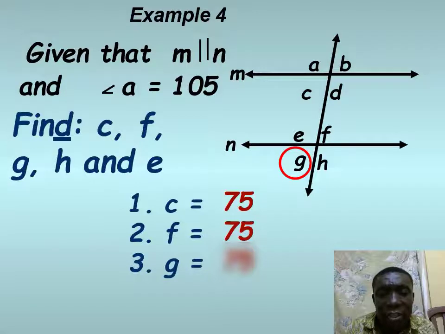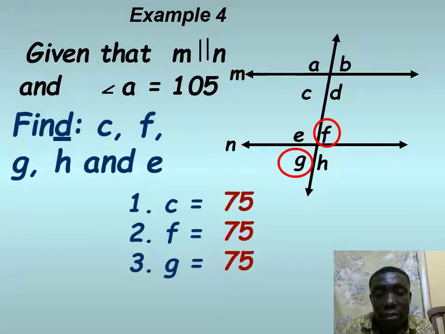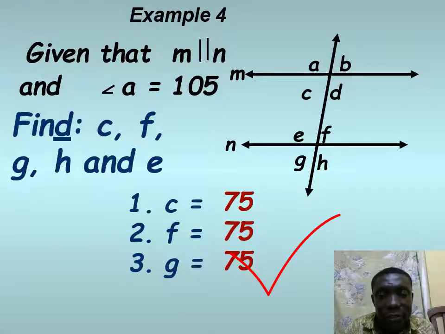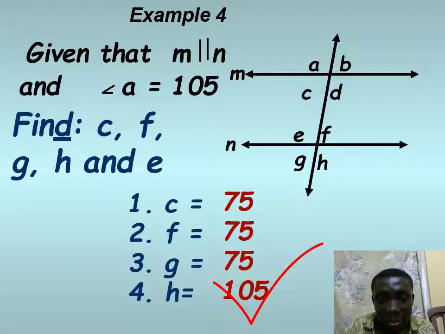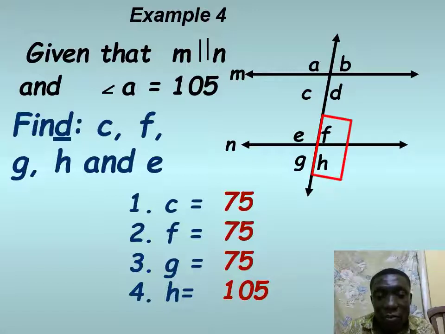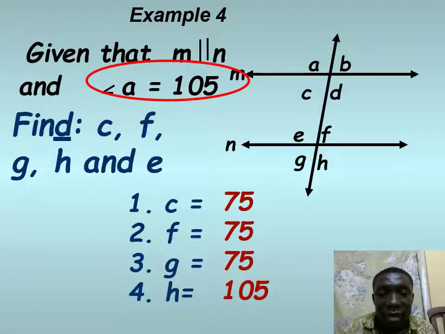Question 3. What is angle G? Angle G and F are vertically opposite angles, so we can say angle G is equal to 75 degrees. What is angle H? Angle H is 105 degrees. You can see that angle F and angle H are on a straight line, so the sum of angles on a straight line gives you 180 degrees. So we can say angle H is equal to 180 minus 75. Another way is that angle H is an alternate exterior angle with angle A. So angle A and angle H are alternate exterior angles, which means angle A is equal to angle H. So angle H is equal to 105 degrees.